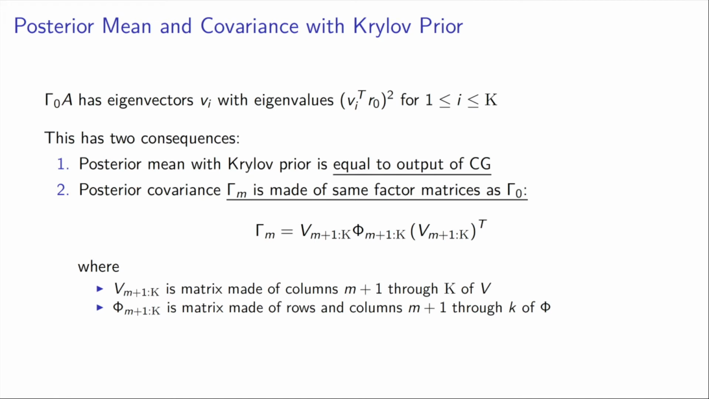There are two important consequences of the matrix gamma 0 times A having the eigenvectors being the columns of the matrix V. The first consequence is that the posterior mean with a Krylov prior is equal to the output of CG. The second consequence is that the posterior covariance matrix gamma M is made from the same factor matrices as the prior covariance matrix gamma 0. So gamma M is made up of the last m plus 1 through k columns of V and the last m plus 1 through k rows and columns of phi, multiplied like how they are in this equation here.